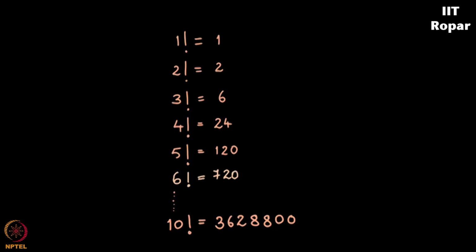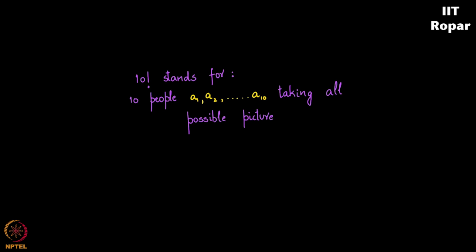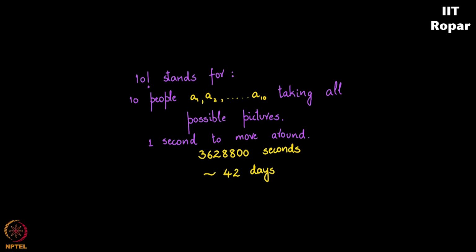Assume, what does 10 factorial stand for? It stands for 10 people, A1, A2 up to A10, taking all possible pictures. And let's say they take 1 second to move around so that they can take a picture with different configuration. Right? If you look at all possibilities, if these 10 friends decide to take all possible pictures by quickly shuffling within a second's time, they will take 3628800 seconds, which roughly is 42 days, roughly a month and a half.